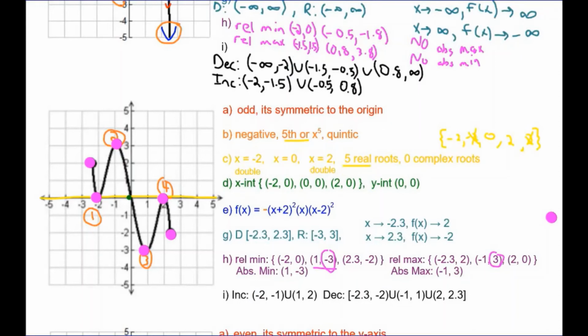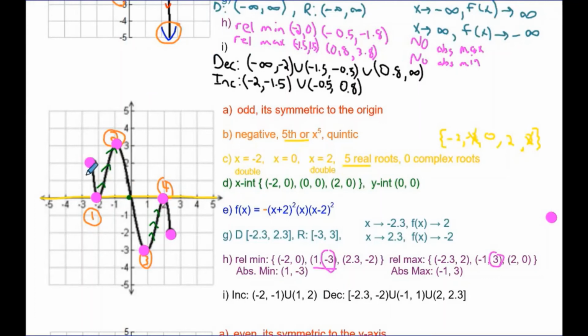All right, it's increasing from here, right? So it's increasing on this interval. It's also increasing on this interval. Notice the values I use for my increasing intervals include the input values of the mins and maxes. They have to, because the min and max is defined as a change from increasing to decreasing. So from -2 to -1, increasing from 1 to 2. These are always open unless there's an endpoint.